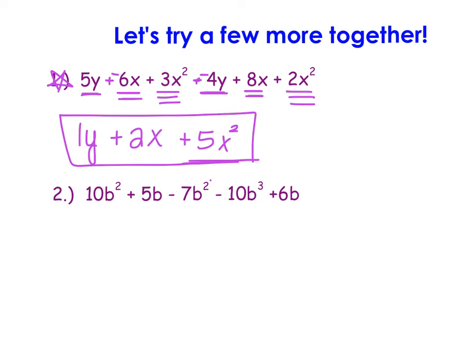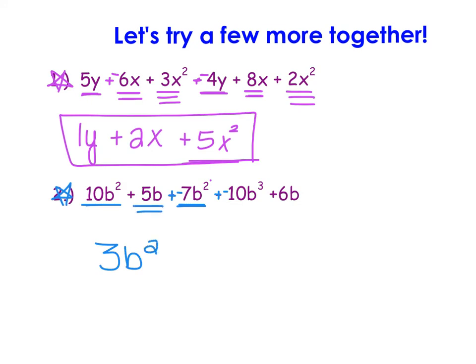Then if we take a look at the second example here, again we're going to go through and utilize keep, change, change. And then from here, we're going to start with the first variable type that we see, which is a b squared. Now note here, I also have a b cubed, which maybe looks similar to the b squareds. But keep in mind, identical variable parts means they need to be exactly identical. So this cubed cannot be combined with the squareds. You can only combine b squareds with b squareds. So if I do 10b squared plus negative 7b squared, I end up with 3b squared.